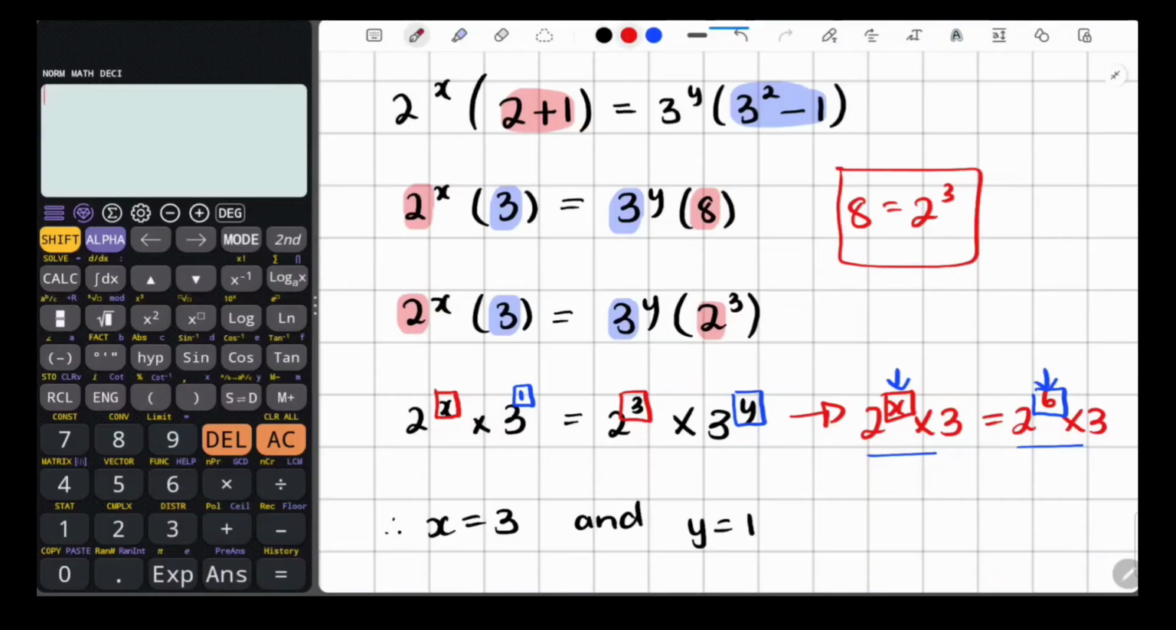The only way you would not be able to do this is if this had a plus. So 2 to the power of x plus 3 is equal to 2 to the power of 3 times 3 to the power of y. Then you can't say they're the same. But here they are the same because we are multiplying these two bases, and over here we have the same bases being multiplied. So the exponents are equal. Okay, moving on to the next question.